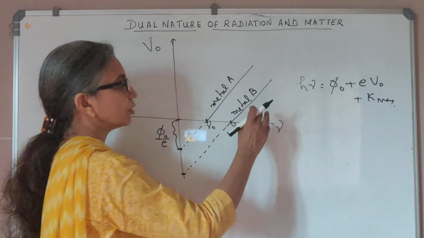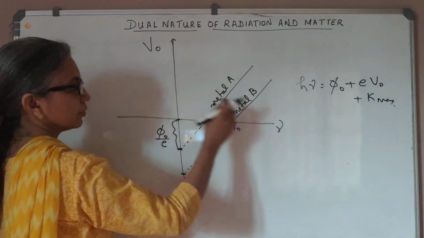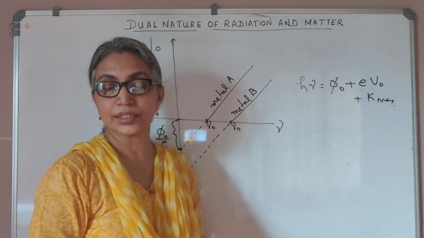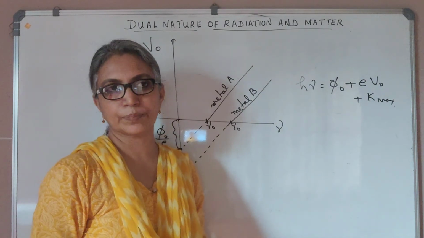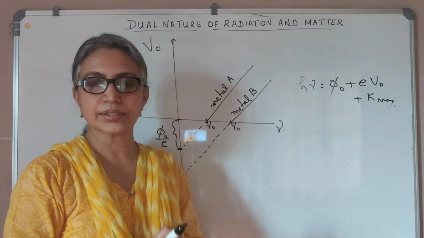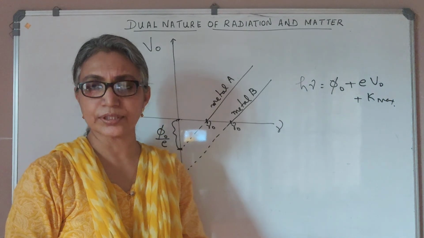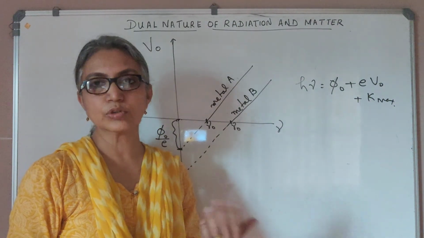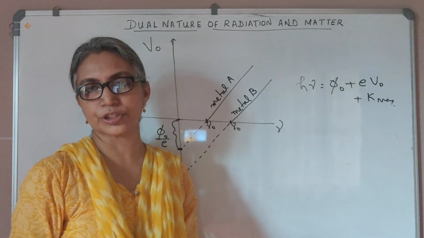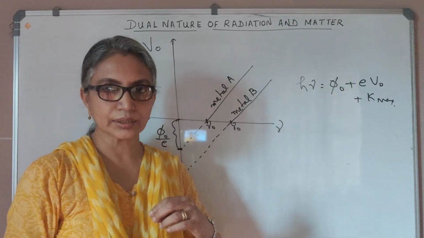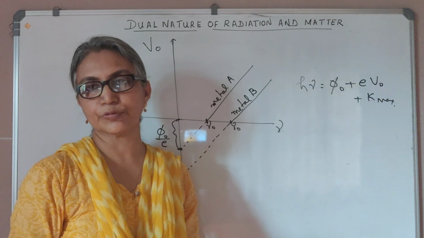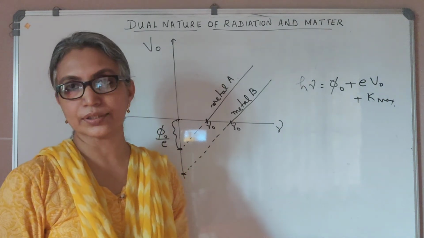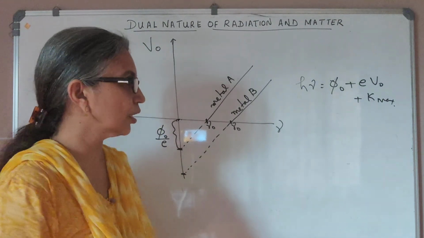Then we also know that the photoelectric effect is an instantaneous process. That means as soon as the light is incident on the metal surface, if the energy of the incident radiation is equal to or greater than the work function, the photoelectrons are immediately ejected from the metal surface without any time lag. There is no time lag, and that is why this is called an instantaneous process.